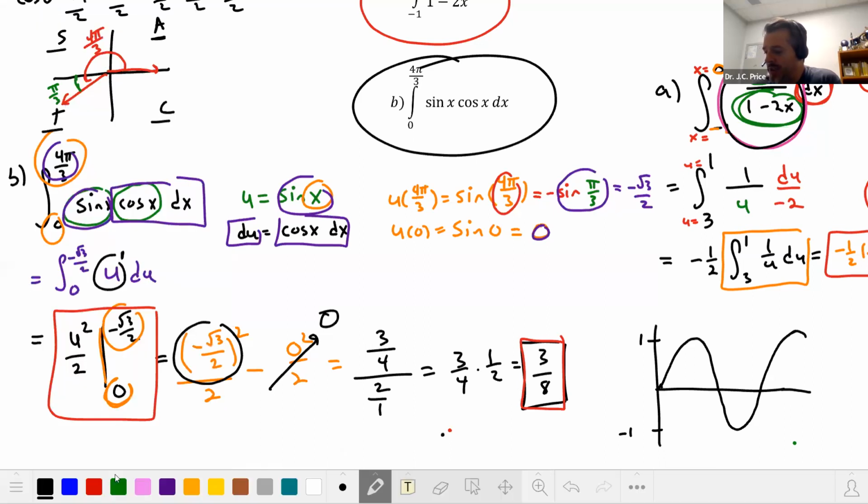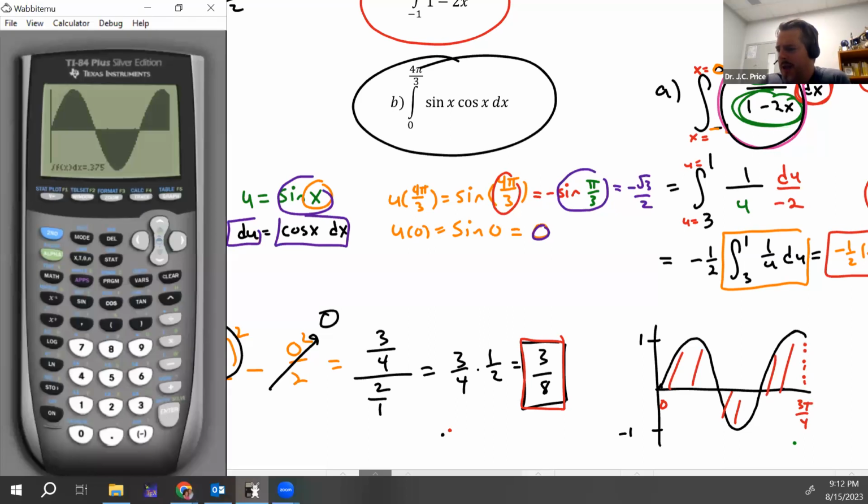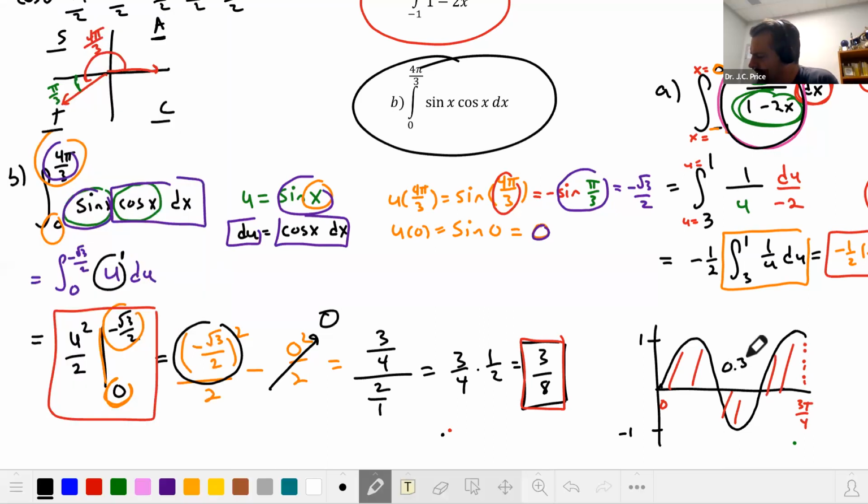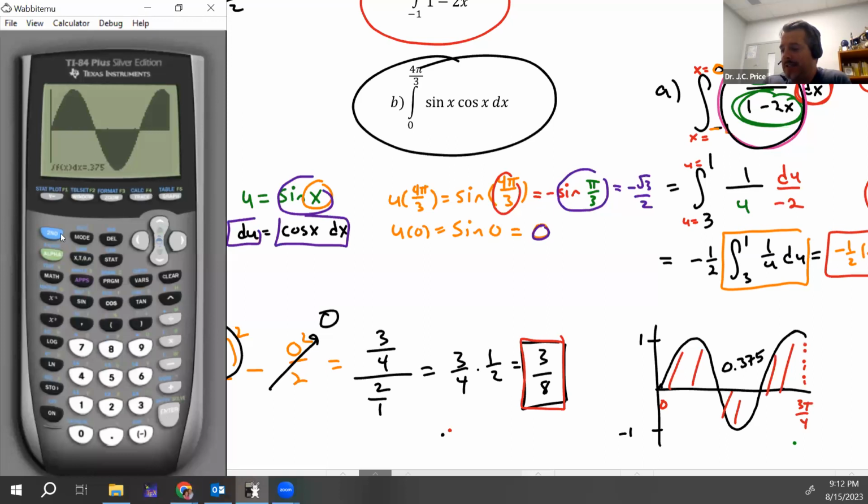So here's my shaded region here, getting all this stuff right here, to right down there. So it was 0 to 4 pi over 3. Maybe I should put those limits on there. And then what number did I just get back? Let's take a look and see what number I had on there. So I had 0.375. And so we hope that 3/8 is that. I'm pretty sure it is, but we'll check it real fast.